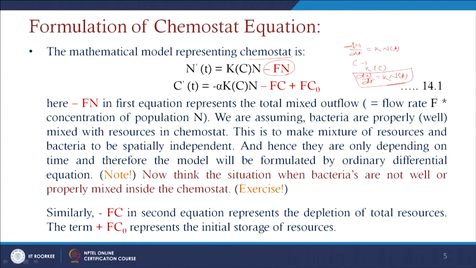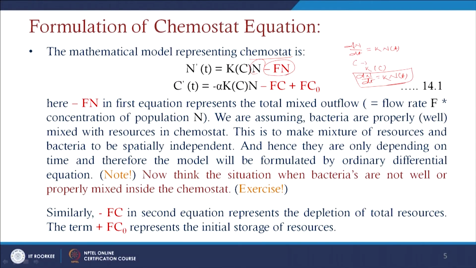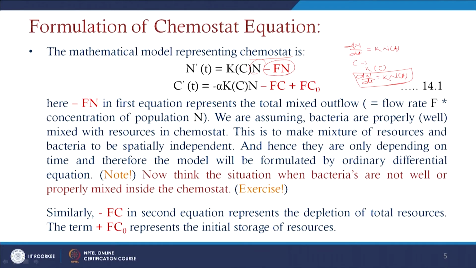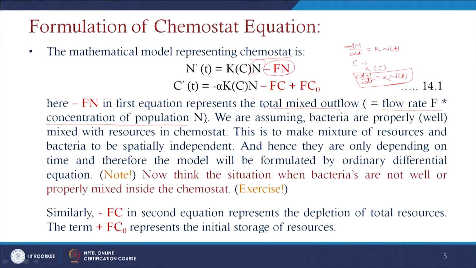This means that inside a container and inside a volume, whatever the change of population with respect to time, it depends on the total population size N multiplied with a proportionality constant, and on whatever outflow occurs there. Outflow means the flow carries in nutrients, and it can also take some of the population out of the system. That is why we write the total mixed outflow as flow rate F into the concentration of population N. Some dead cells or some active cells can be removed with the flow. And we are assuming that bacteria are well mixed with resources in the chemostat.